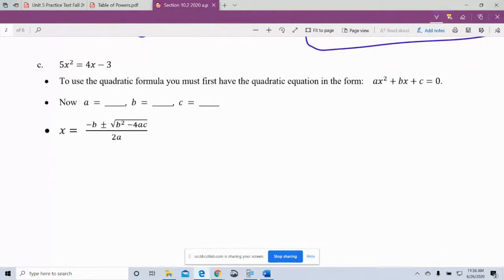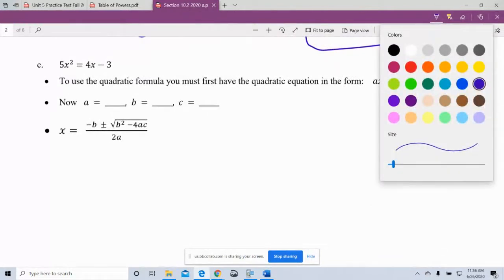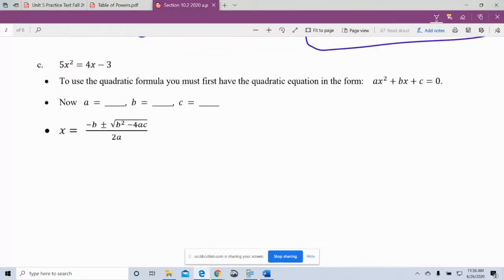And once again, I'm not being very kind, because once again I am giving you an equation that is not in the right form. This equation is not in this form. It's not set equal to 0. I'm going to leave the 5x squared where it is, and I'm going to move these two terms to the left. And that's going to give me 5x squared minus 4x plus 3 equals 0. So my a is 5, my b is negative 4, and my c is 3.